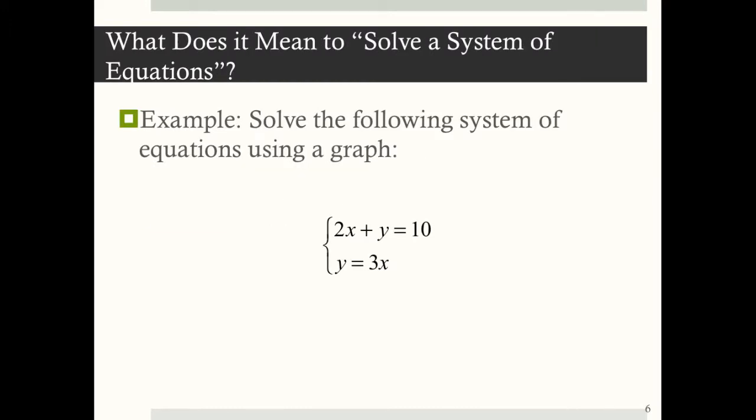So let's go through an example. Suppose you're given this system of two equations with two unknowns, 2x plus y equals 10 and y equals 3x. So two equations, and the two unknowns are x and y. Let's try to find a solution to this system if one exists by using graphs.